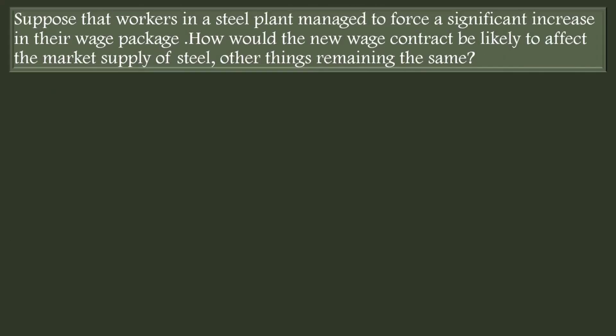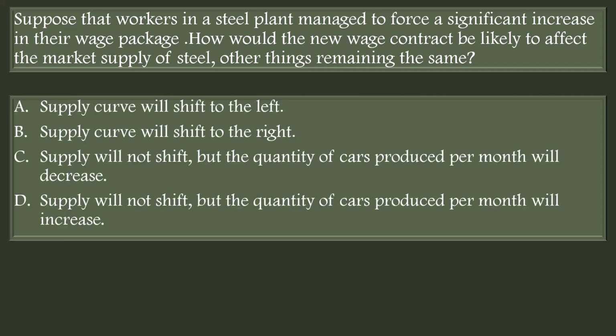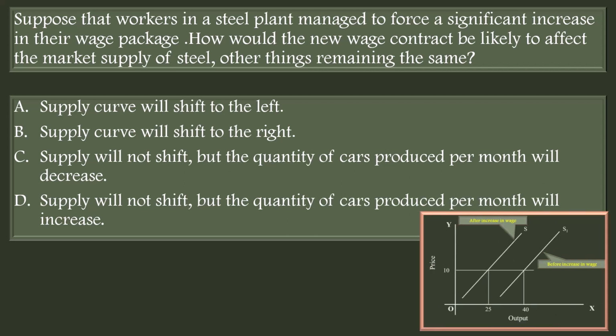Suppose workers in a steel plant managed to force a significant increase in their wage package. How would the new wage contract be likely to affect the market supply of steel, other things remaining the same? Options. A. Supply curve will shift to left. B. Supply curve will shift to the right. C. Supply curve will not shift, but quantity of steel produced per month will decrease. D. Supply will not shift, but the quantity of steel produced per month will increase.